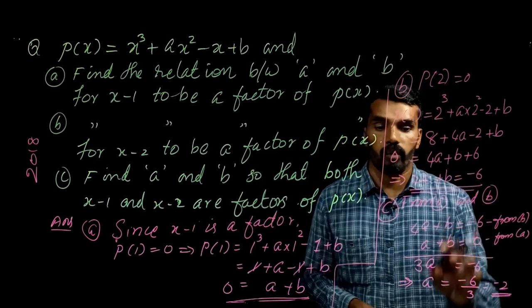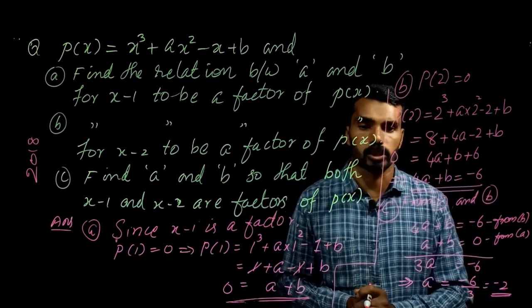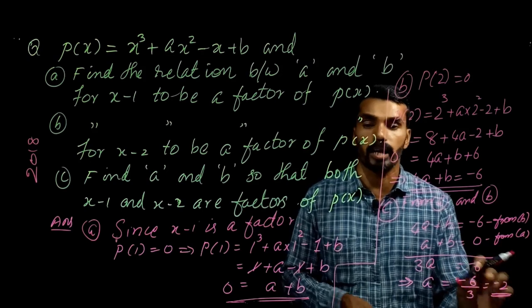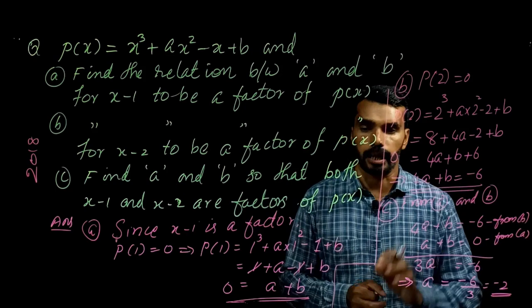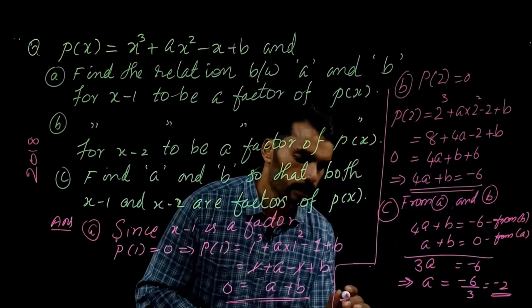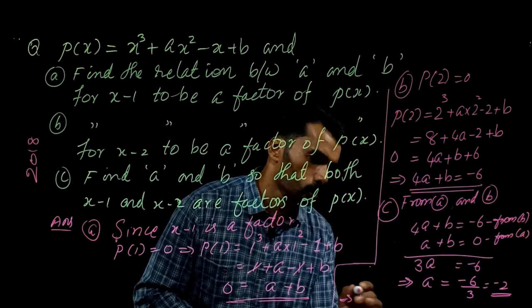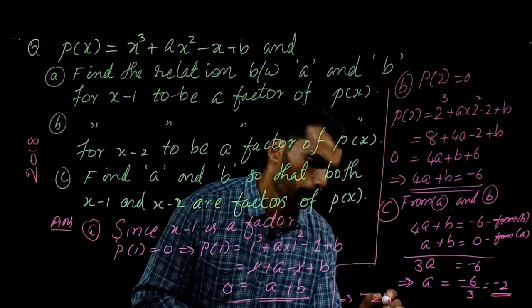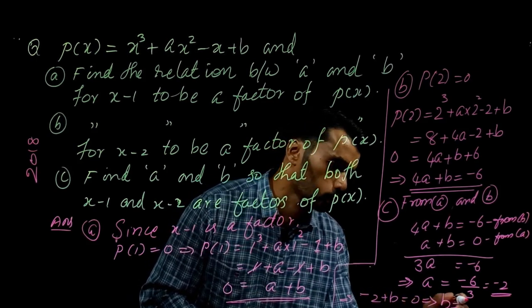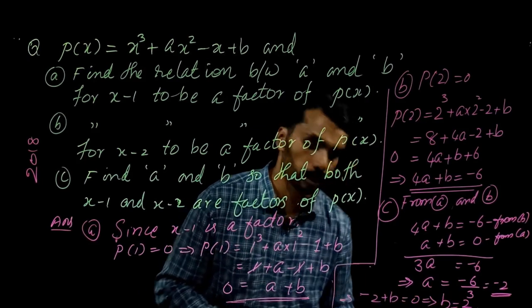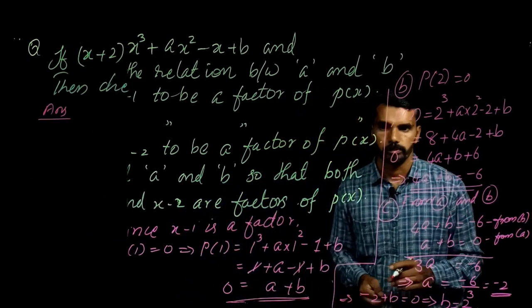Now from the first we have a plus b is equal to 0. So just substitute the value of a is equal to minus 2. So this implies minus 2 plus b is equal to 0. This implies b is equal to 2. b is equal to 2.